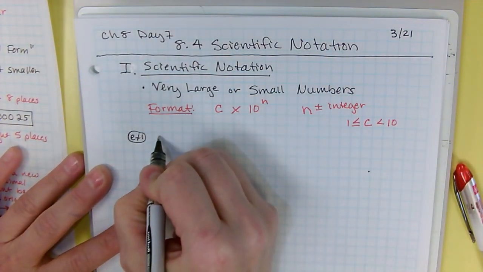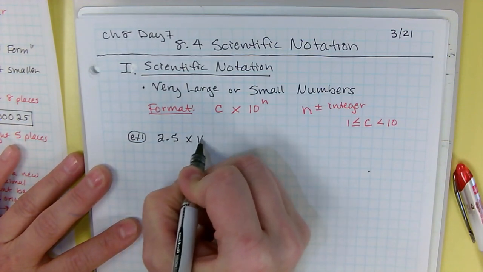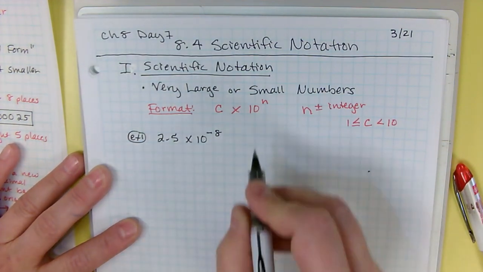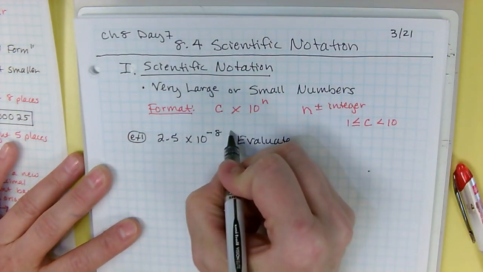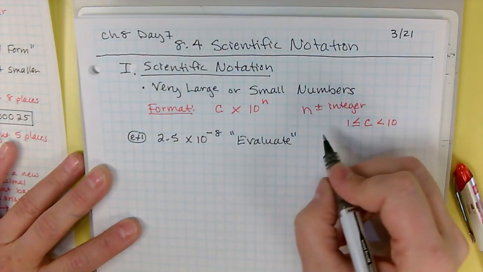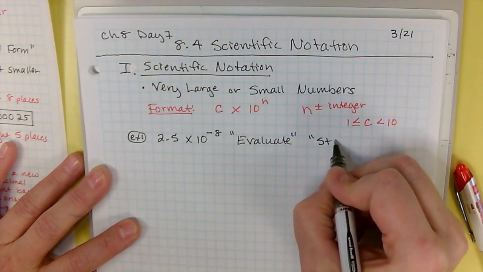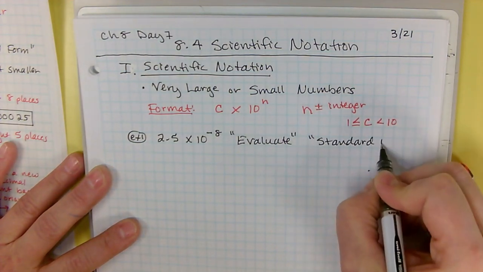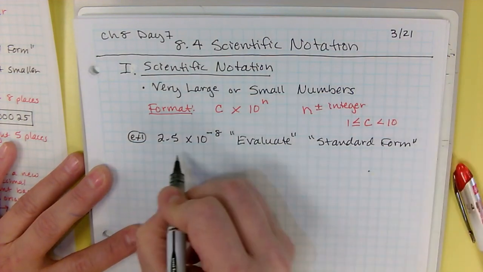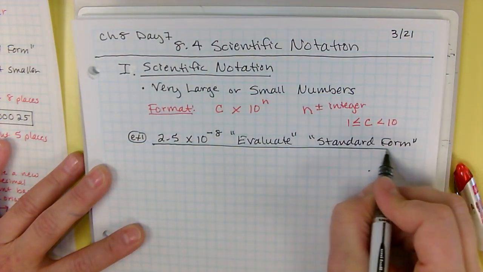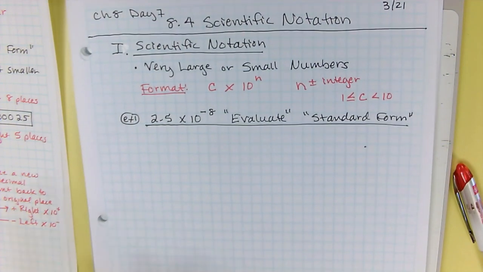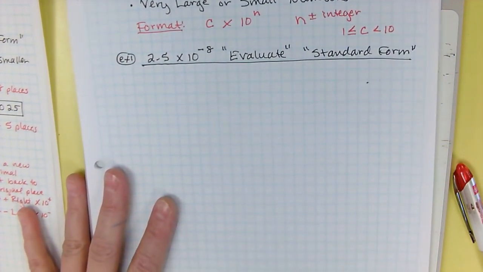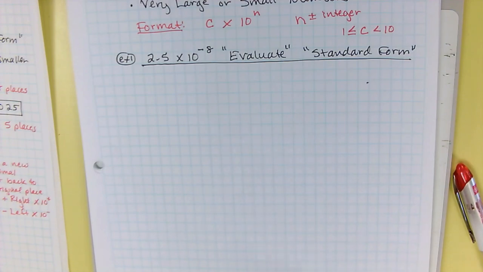Okay, so example 1: 2.5 times 10 to the -8. And you're going to be asked to evaluate. Sometimes instead of evaluate, they'll say write the number in standard form. And both of those things mean write it without the exponent. Just write the number.